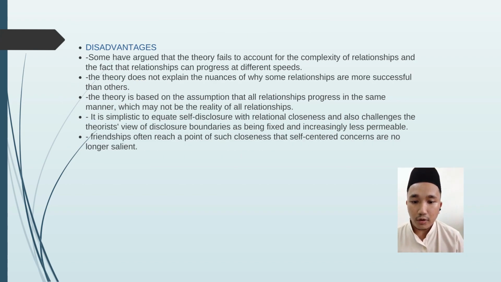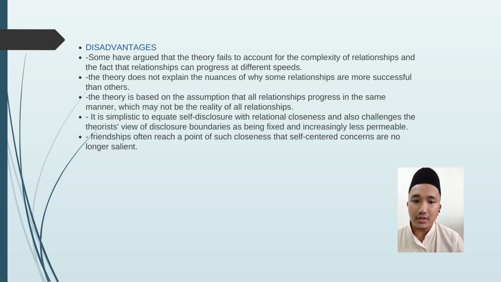Okay, next is disadvantages. Some have argued that the theory fails to account for the complexity of relationships and the fact that relationships can progress at different speeds. The second one is that the theory does not explain the nuances of why some relationships are more successful than others. The third one is that the theory is based on the assumption that all relationships progress in the same manner, which may not be the reality of all relationships.